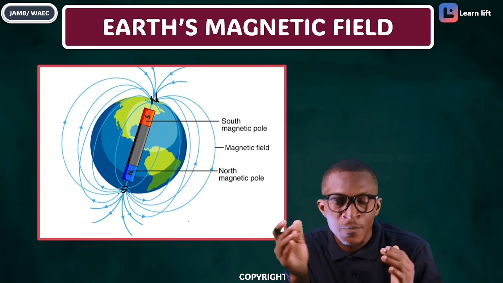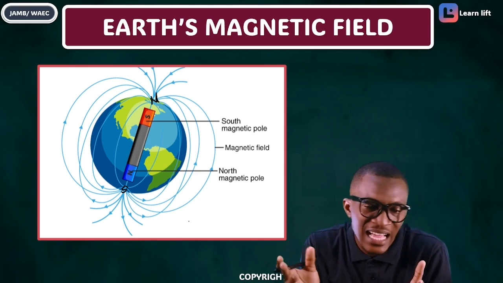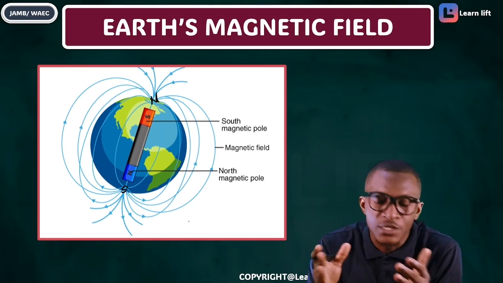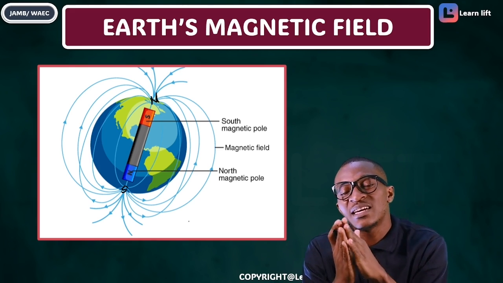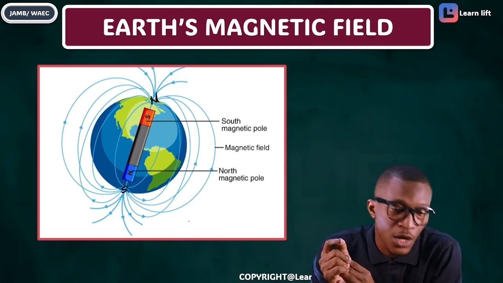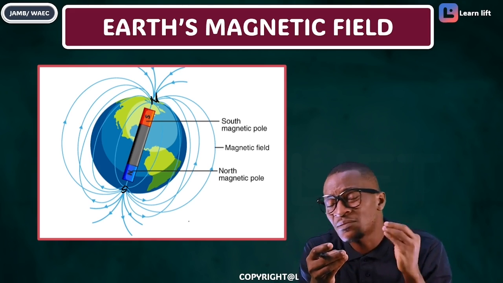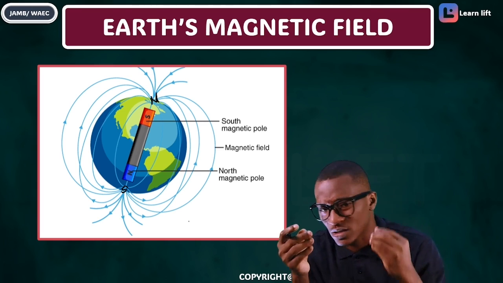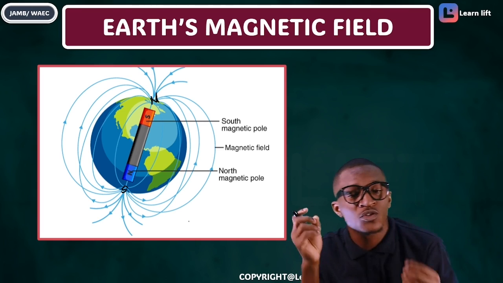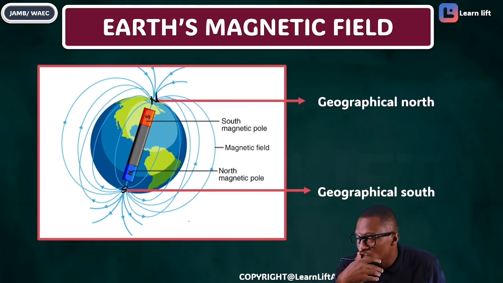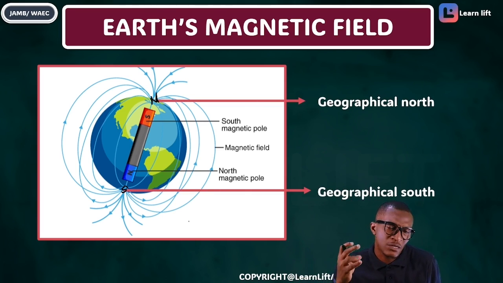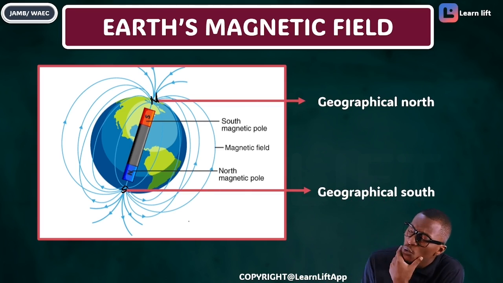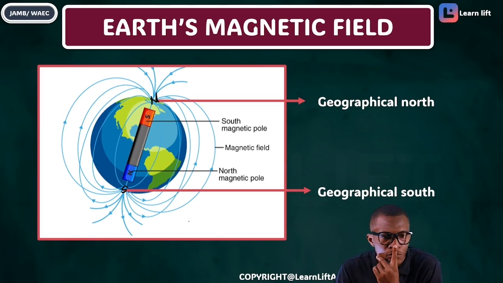So what do we say? We say that the Earth has a big magnet. This magnet is rotated slightly. Are you seeing that? Where the south of this magnet is towards the geographical north and the north of this magnet is towards the geographical south. So this is the geographical north and this is the geographical south. Do you understand? This is what we call the Earth's magnetic field. But there's something specific.